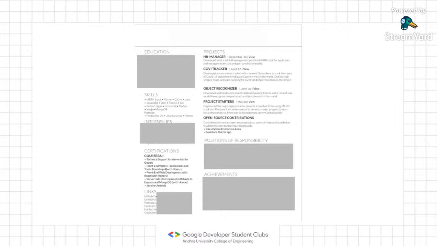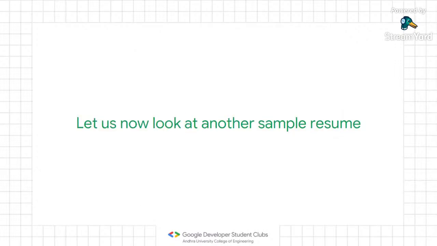And then comes your position of responsibility and achievements. You can have a separate section for your links, which is your GitHub, etc., or you can just mention your contact information. So moving on, I will show you another sample resume.